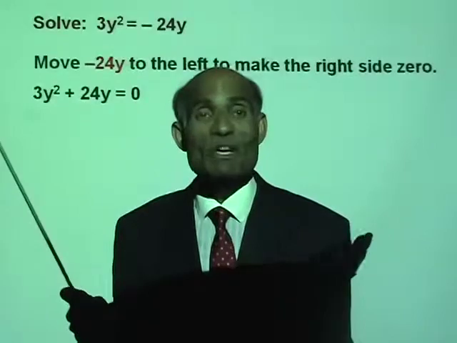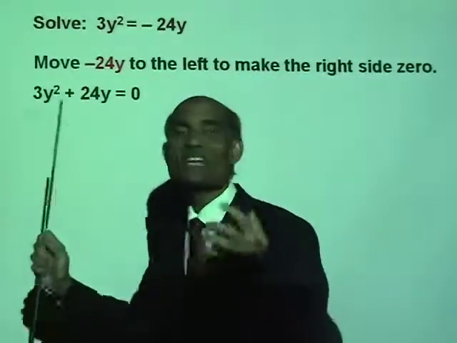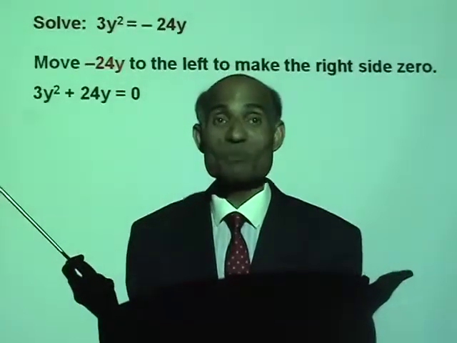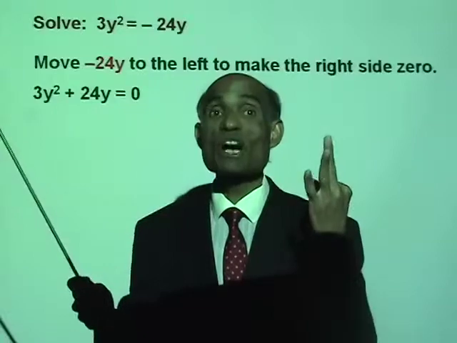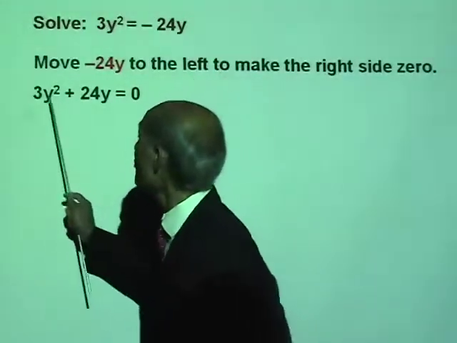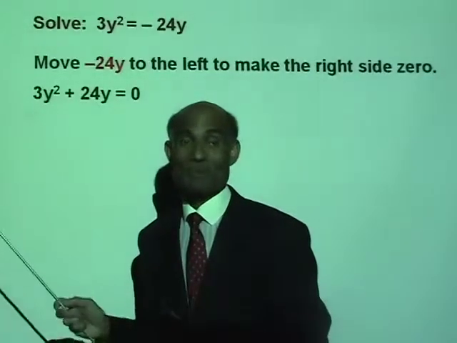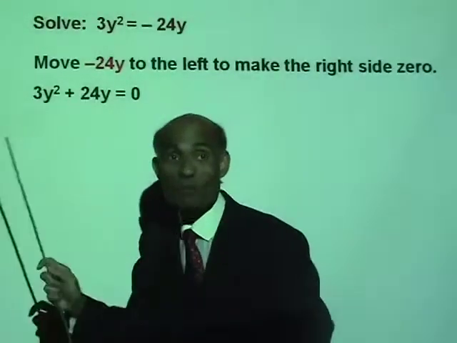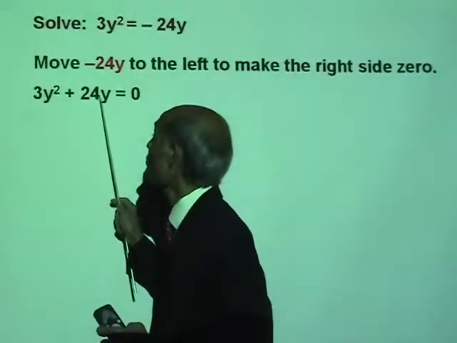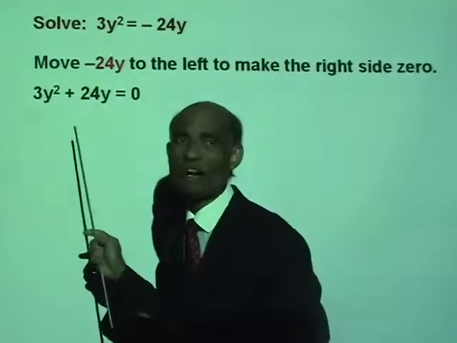The second step is simplify the left-hand side. Well, the left-hand side is already simplified. There is nothing more you can do to simplify it. What is the third step? Factor the left-hand side. Can you factor the left-hand side? Well, can you find common factors? 3y squared plus 24y is the left-hand side. What is the common factor there?